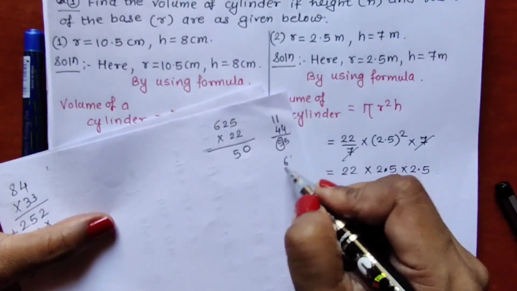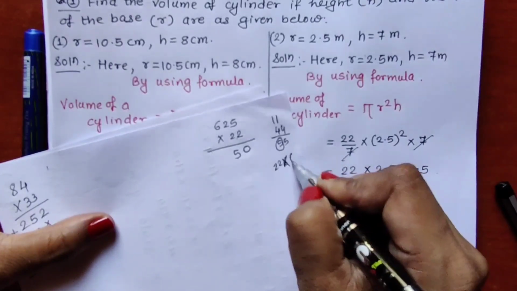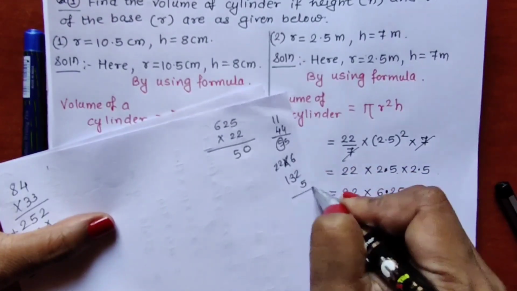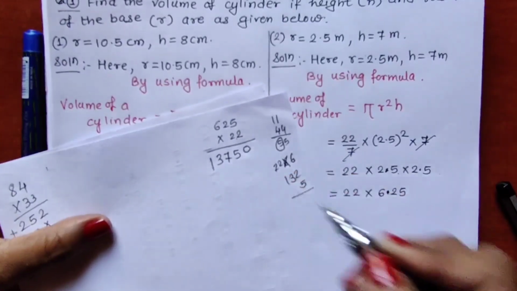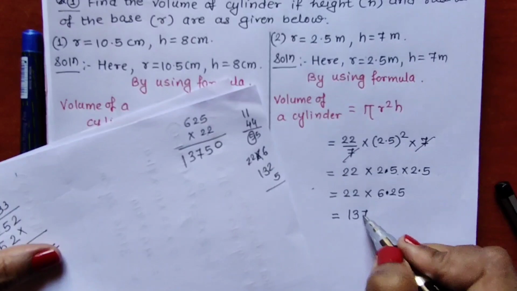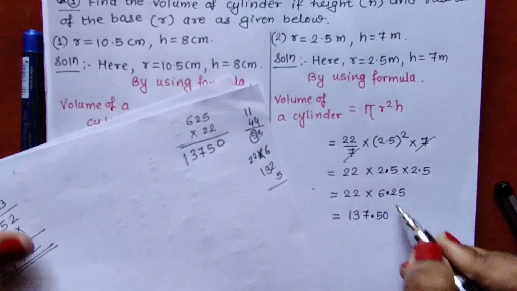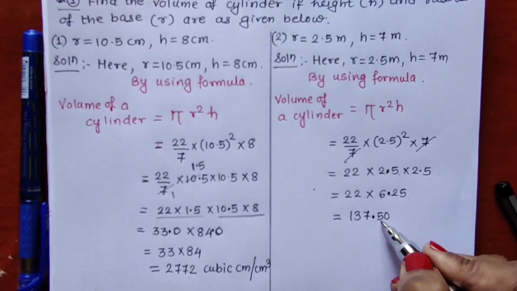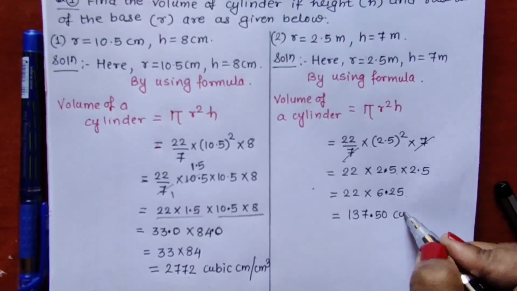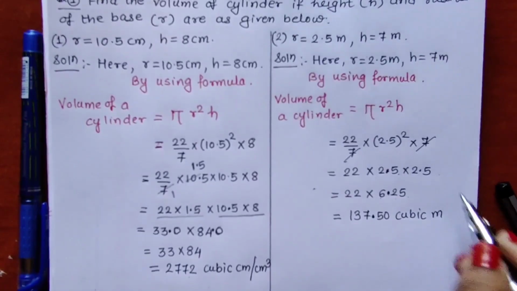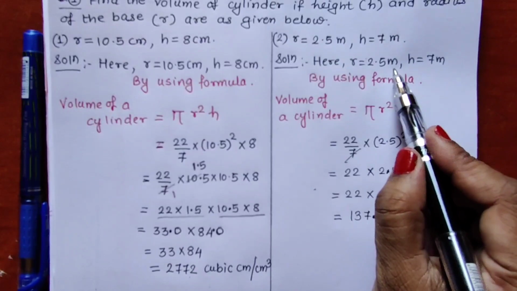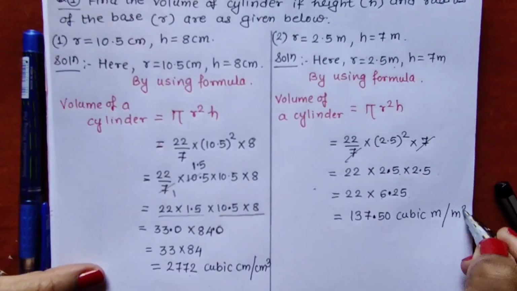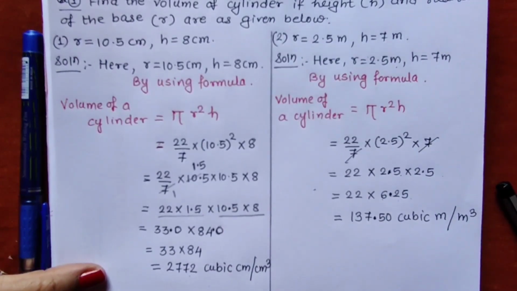6 multiplied by 22, 22 into 6. Okay, 132, and 132 plus this 5 carrying will be 137. So we are getting the answer as 137.50. I have put a point here because in this number after the point 2 digits are there. The unit of radius and height is meter, so we should write cubic meter, or we can write meter cube. Any one unit we can write here.